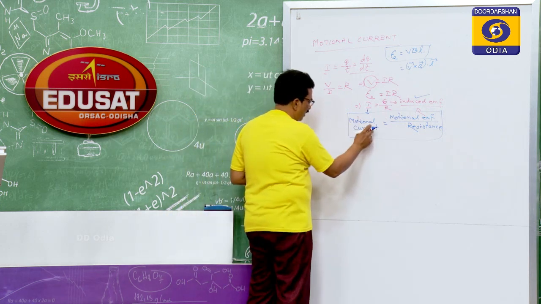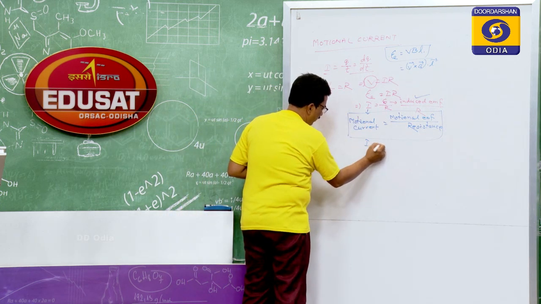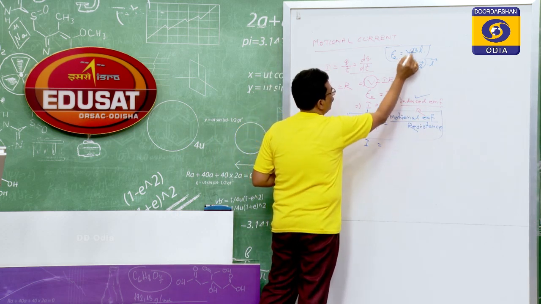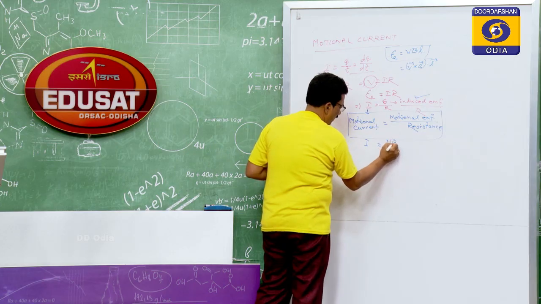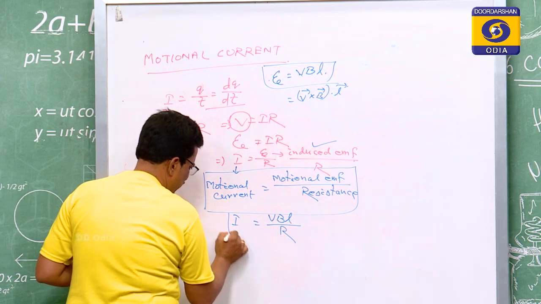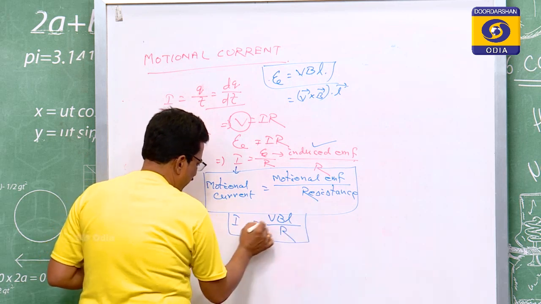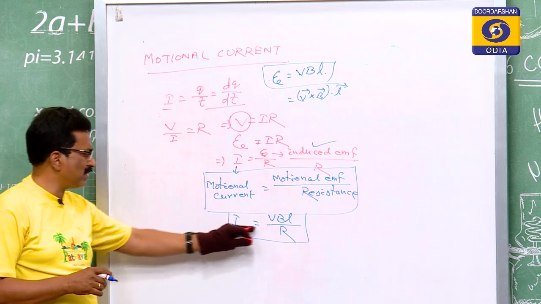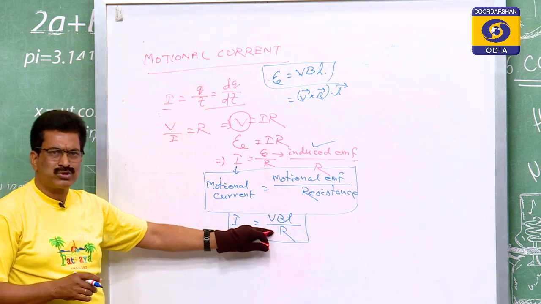So, this motional current, if written as I, then this is the motional EMF. Motional EMF equals VBL by the resistance. If resistance equals R, then I equals VBL by R. This is one of the expressions of the motional current.